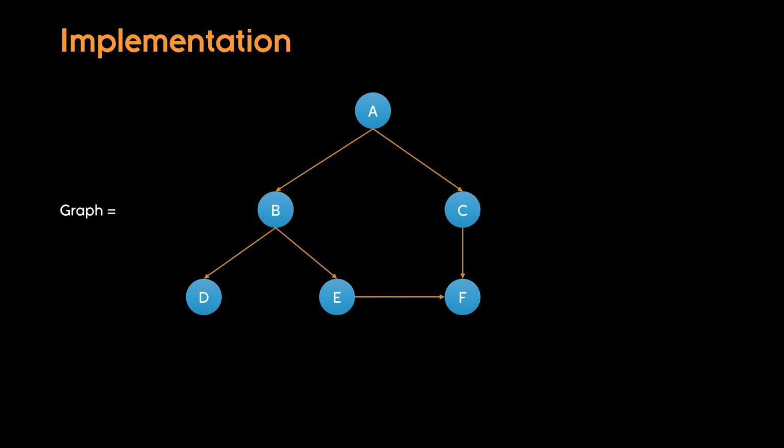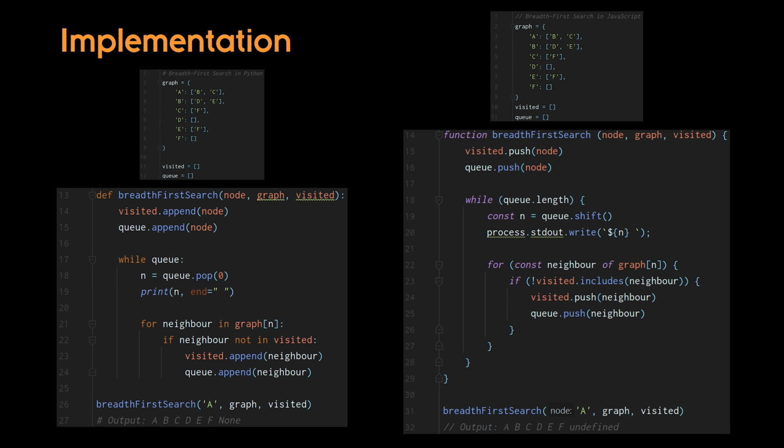Implementation. Here we have a graph that we want to traverse using a breadth first search. Remember that, unlike trees, graphs may contain cycles, so we may come to the same node again. You can tell this is a graph because two nodes link to F. And here we have the code.